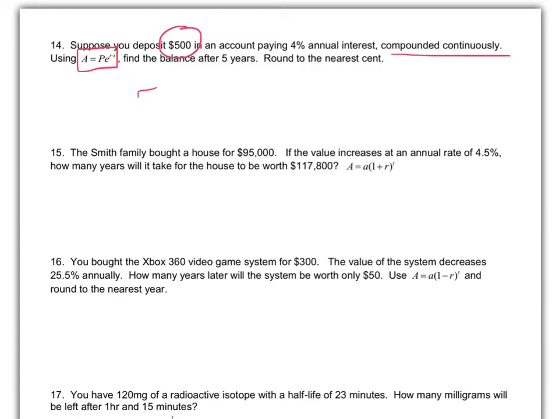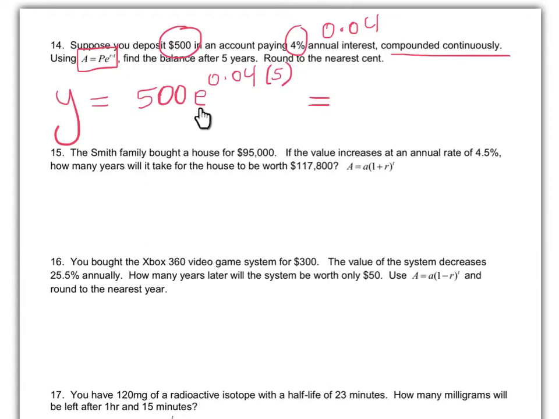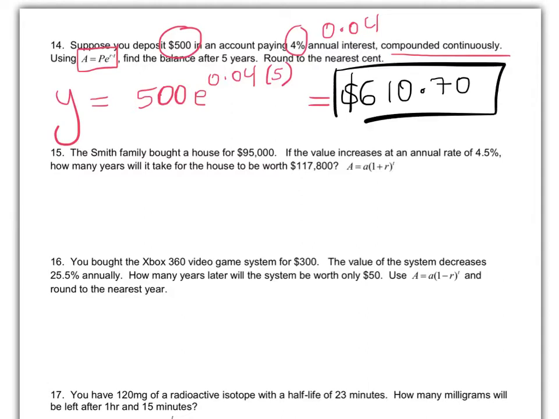500 is going to be your initial amount. The rate, change it to a decimal, so 0.04. And the time, they said it's 5 years, and that would be your final amount. Now, you can plug this in your calculator. Remember, to get to the E, you press second and ln, the natural log, and you will find that the final answer is going to be 610, I think, $0.70. So that's going to be your final answer.